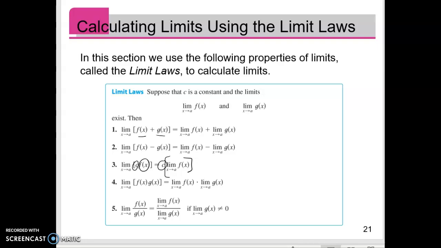Then we have one for sums and for differences. That is, if I have two functions added together and I want to evaluate the limit, I can do them one at a time. Same thing with difference, product, and quotient, of course, provided that the limit in the denominator exists.